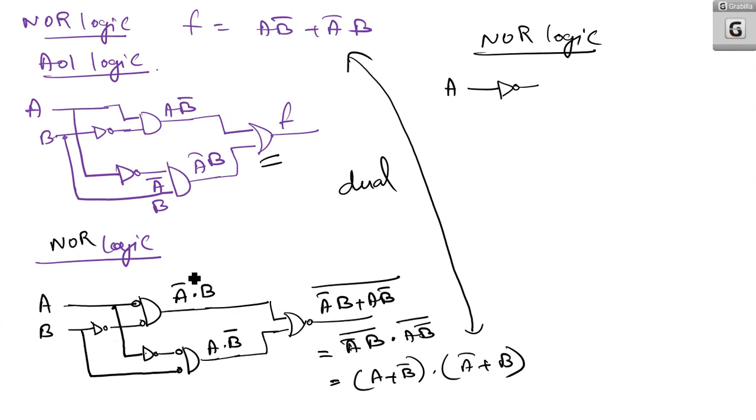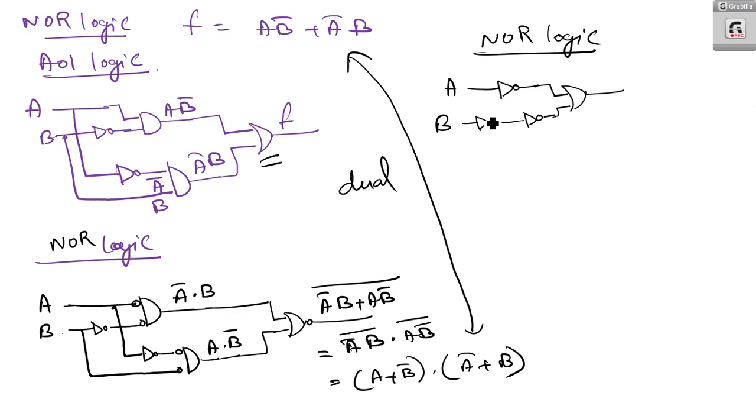B is NOTed, and it is again NOTed. And what is a bubbled NAND gate? A bubbled NAND gate is basically a NOR gate.